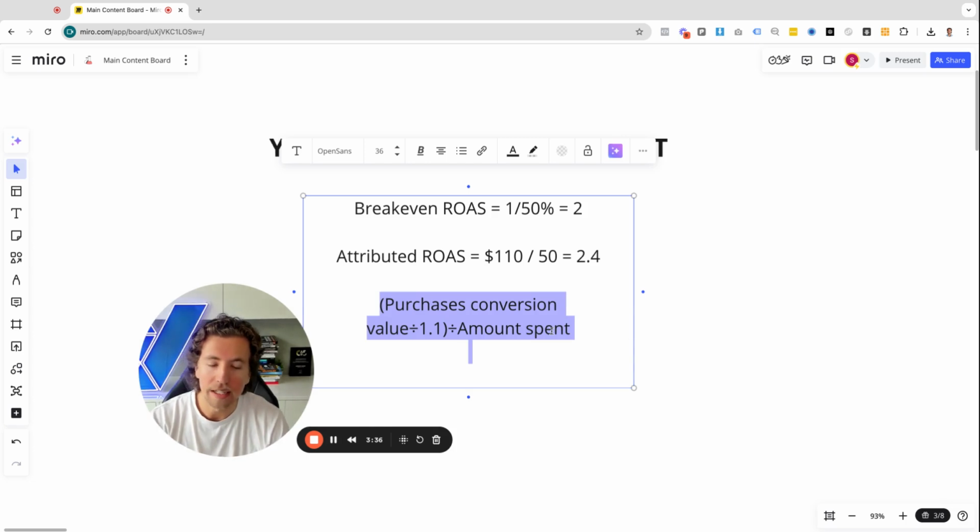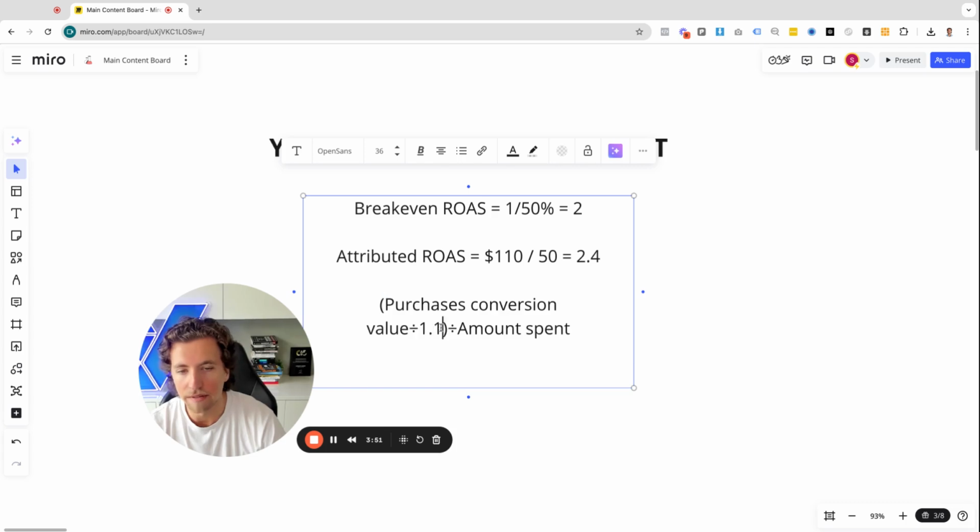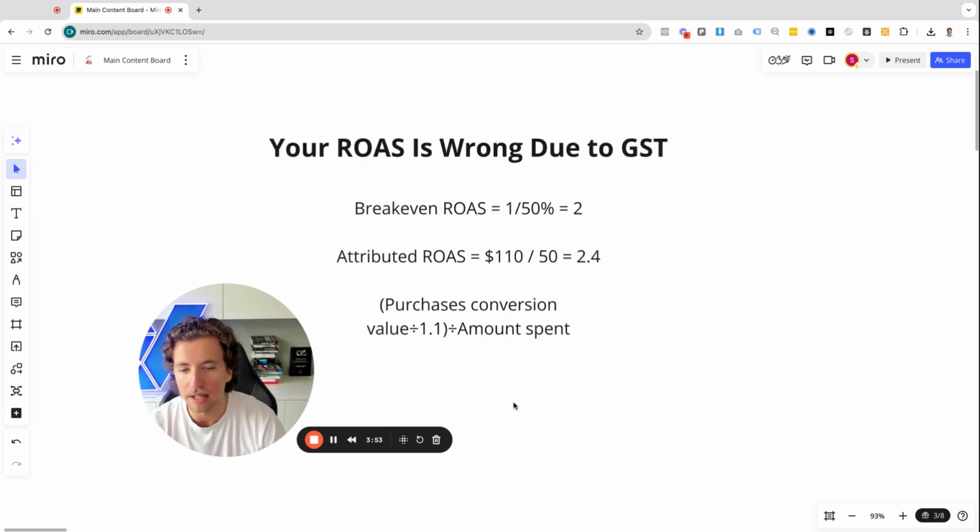And therefore, the in-platform attributed ROAS is now slightly inflated. It looks a little bit better than what you're actually performing at. And so then when you look at the profitability at the end of the month, it doesn't seem to really line up despite the numbers that you were following and the KPIs that you had. And that slight variance is due to this 10% over attribution.